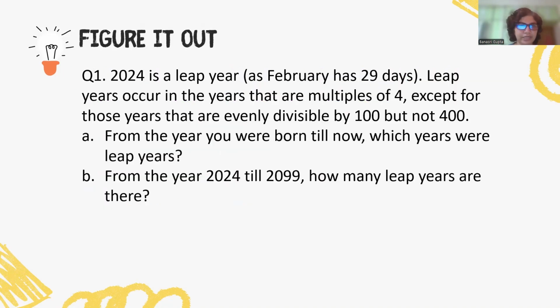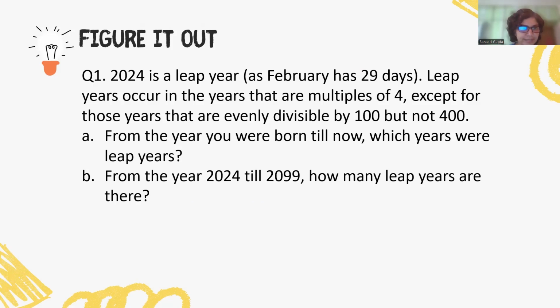Now let's do the figure it outs from the chapter. Question 1. 2024 is a leap year as February has 29 days. Leap years occur in years that are multiples of 4, except for those years that are divisible by 100 but not 400. So year 2000 is a leap year because it is divisible by 100 and also divisible by 400. But the year 2100 is not divisible by 400, so it is not a leap year.